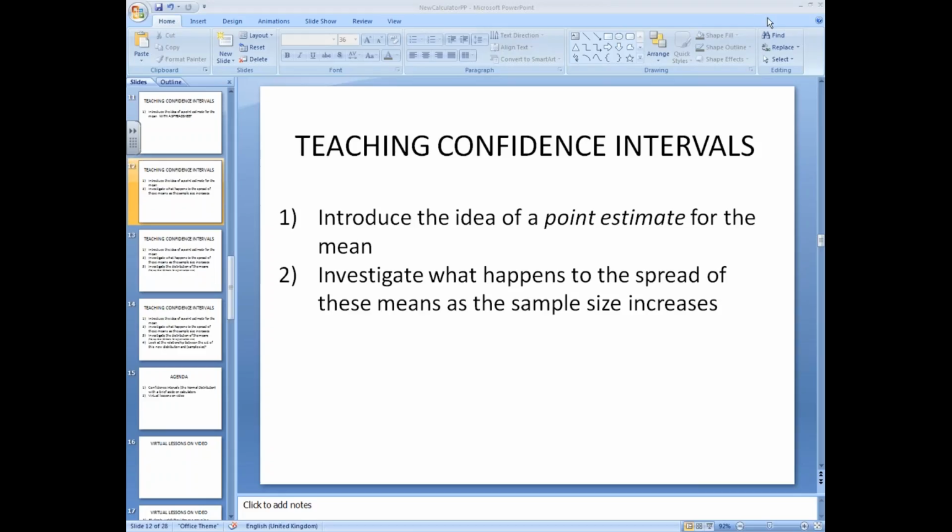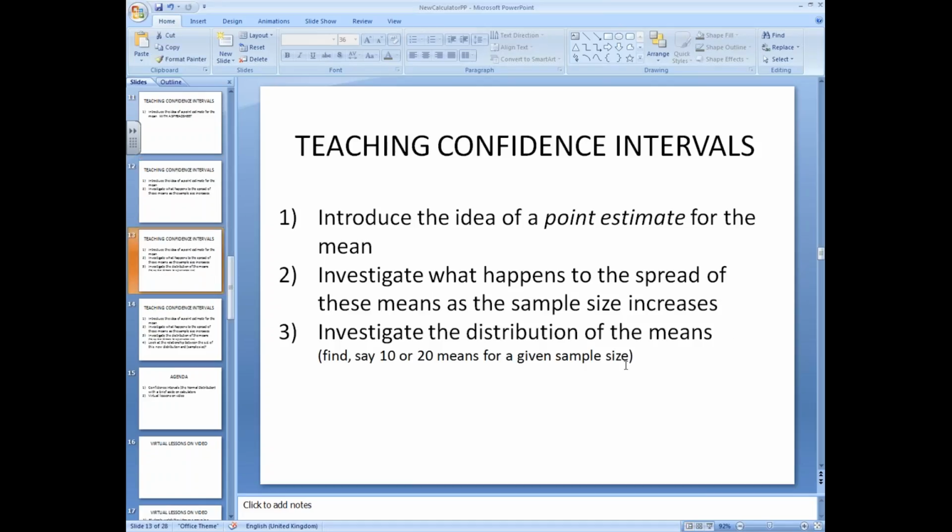Now, depending on how confident you are with your students, how long you want to spend on it, I actually spent a full double lesson, 2 55-minute lessons, simply fiddling around with this spreadsheet. What I then did is I actually got them to write down lists of 10 or 15 means, recorded them, and actually put them in a histogram.